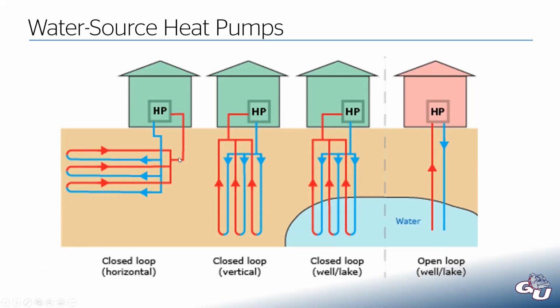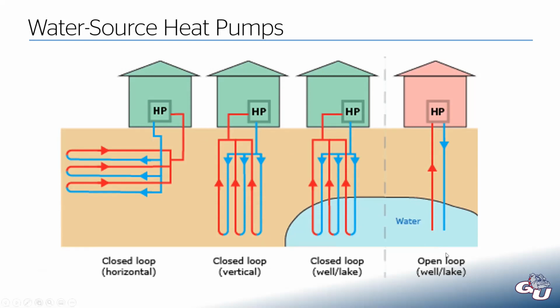So that would be a horizontal loop, or you can do a vertical loop, which doesn't take nearly as much land, but now you're going much, much deeper. And when I say deeper, I'm talking potentially hundreds of feet straight down into the ground. But same idea, closed loop. Your water is just in contact with the soil, either heating or cooling. This third variation is using a water source to provide better heat transfer, but it is still a closed loop system.